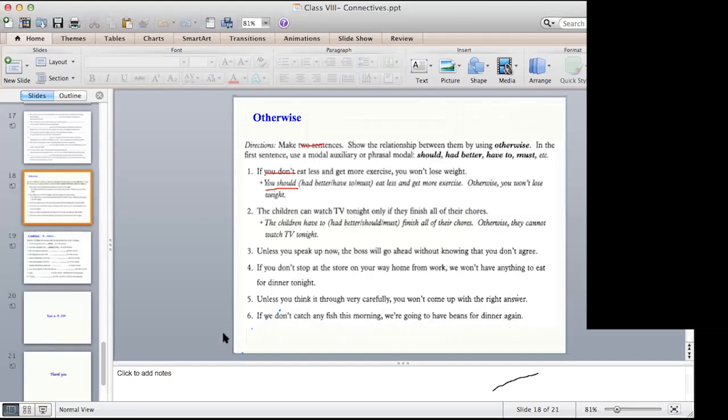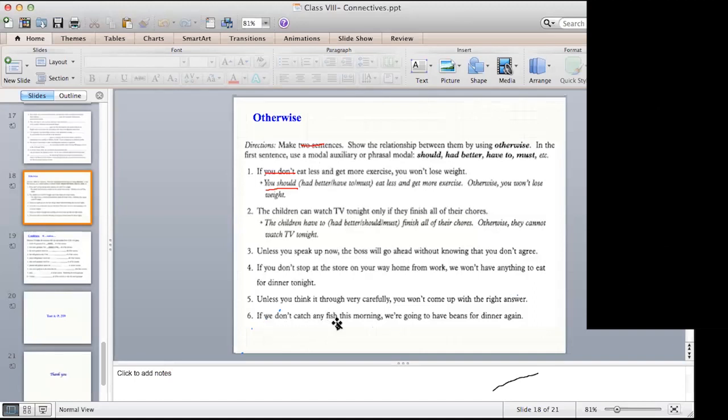If we don't, then what happens? We'll have beans for dinner. Which is good. Beans are good. Okay? So we have to catch fish this morning. We have to catch some fish, not any fish, because any goes with questions and negative form, negation. Okay? So we have to catch some fish this morning. Full stop. Otherwise, comma, we're going to have beans for dinner again. Okay? I hope this is clear.